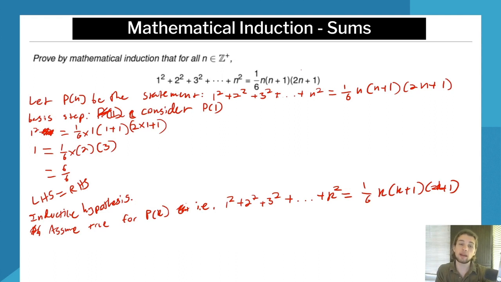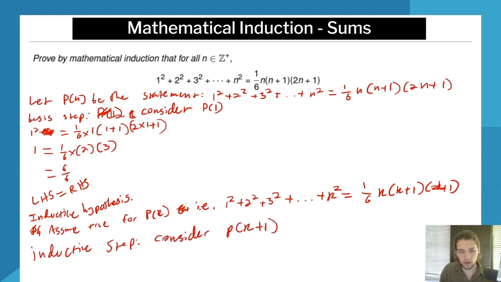We don't really want to assume that it's true for n, because if we did that, it's a little bit dirty looking, I guess, because we're assuming that the statement is true to prove that it's true, which is a bit absurd. So we give it a level of separation by putting k in there instead. And that's the induction hypothesis. Now we're going to do the inductive step. So we're going to consider Pk plus 1.